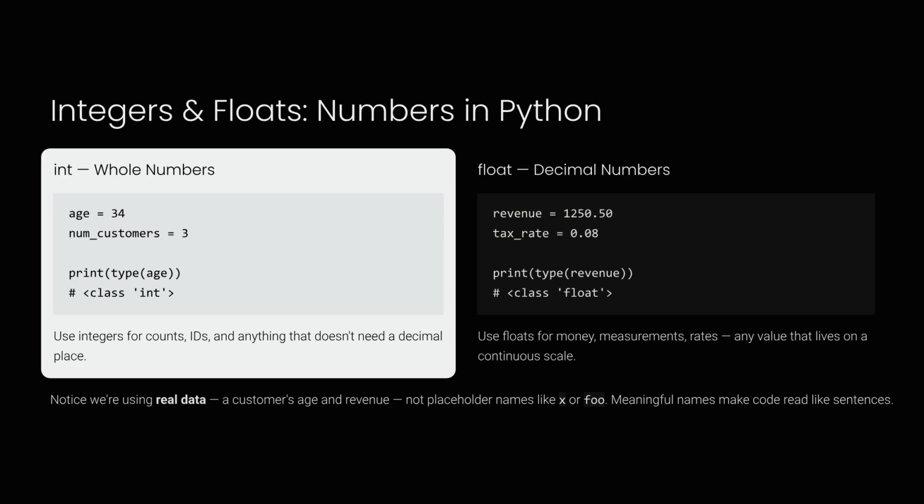Now for part 2, the 4 atomic types. It is time to open your notebook and get hands-on with some code. In Python, integers represent whole numbers, like counts or IDs, while floats represent decimal numbers, used for measurements or rates. Using descriptive names for these variables makes your code much more readable.